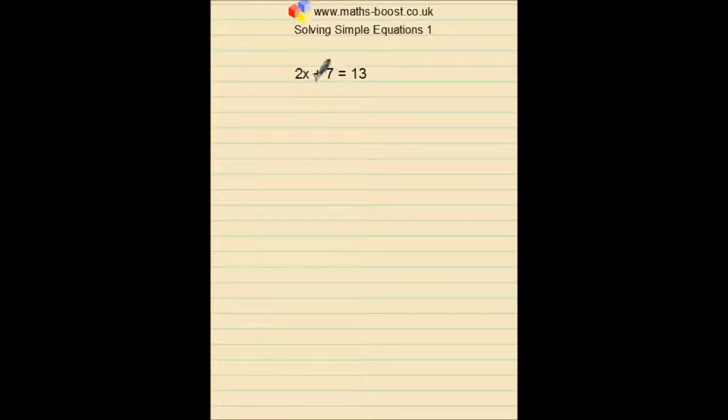Look at the number on its own and do the opposite of this on both sides. Then look at the number that's in front of the x, which is 2, and divide both sides by this. All being well, this will cancel, just leaving you with the answer.